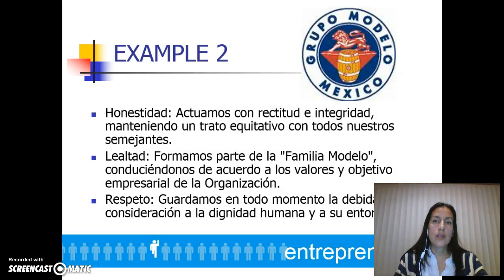Another example is the one that we have from Grupo Modelo. It's in Spanish because it's a Mexican company, but we have honestidad, lealtad, respeto. And they describe the way that they work with these values. For example, actuamos con rectitud e integridad, manteniendo un trato equitativo con todos nuestros semejantes. So these are examples of values that some of the companies that we have nowadays in the market express, the values that they work with.